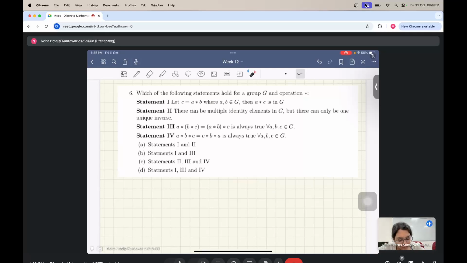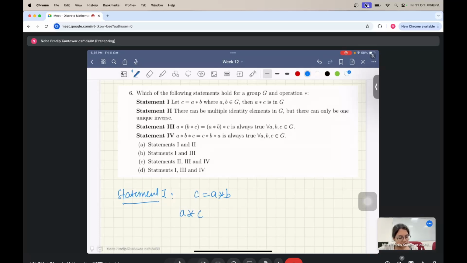So let's try to solve this. Let's take statement by statement which of these are true and which of these are not true. So let's understand statement 1. This says that C is A star B for any A, B, and now what happens to A star C?